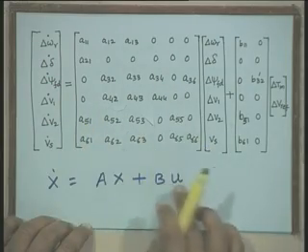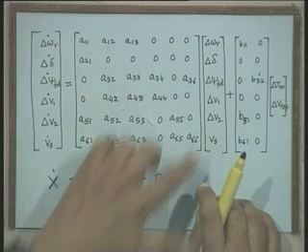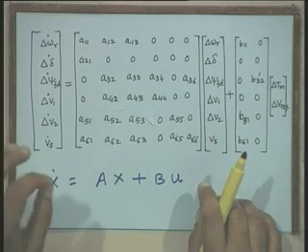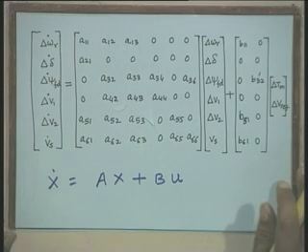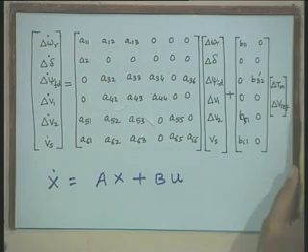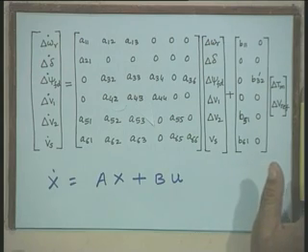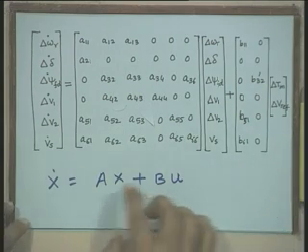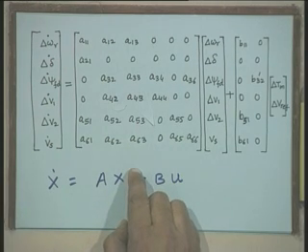Now, once the model is developed, we know that all these parameters, that is, the elements of this A matrix, are functions of loading condition and system parameters. One can find the eigenvalues of this A matrix to understand the stability of the system.